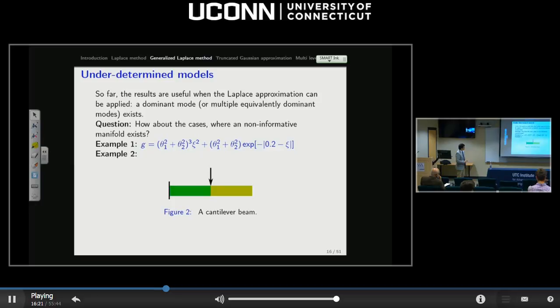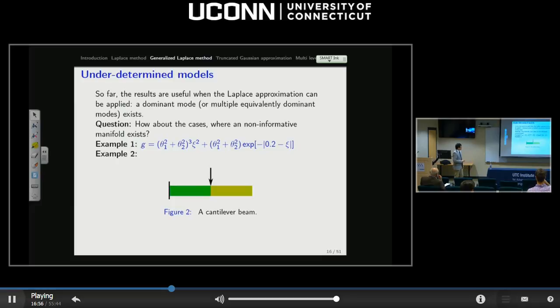We have a model G. It's a scalar output. We have two parameters, theta 1 and theta 2. So in this case, it doesn't matter how many experiments you do, how much data you collect, you will never recover theta 1 and theta 2 separately, because you will always recover a circle.